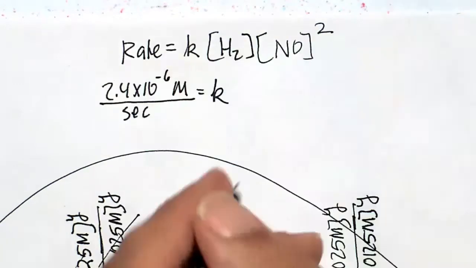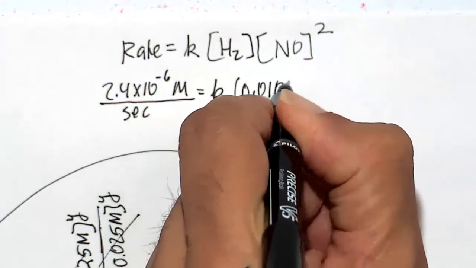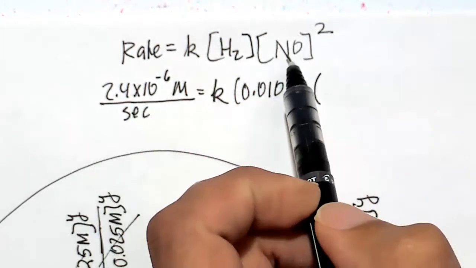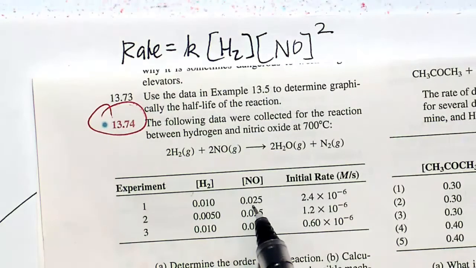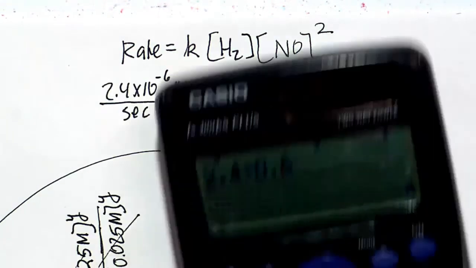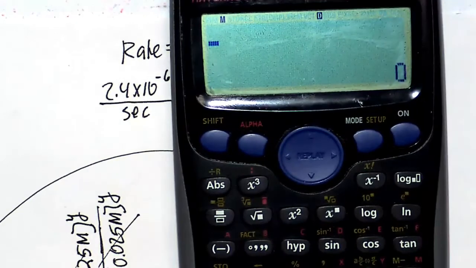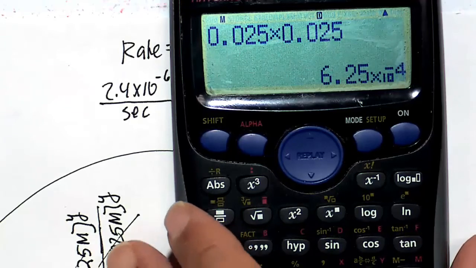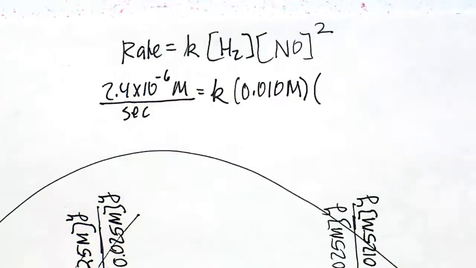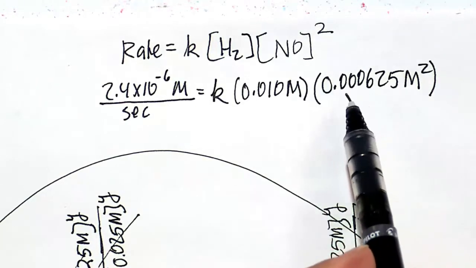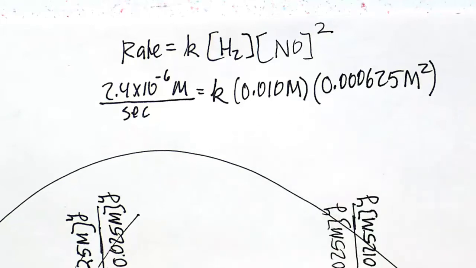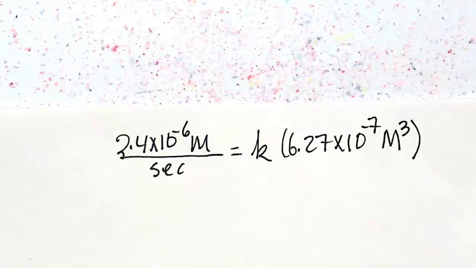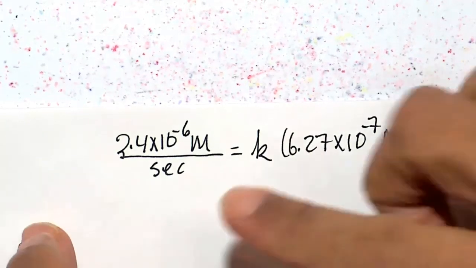0.010 to the power of 1 is just giving me 0.010 big M. And NO squared, so that's 0.025 squared. Just do 0.025 squared on our calculator. So 0.025 times 0.025 is 6.25 times 10 to the minus 4 M squared. So 0.025 squared is this value, but we also have to square the M. So it's M squared. The total is M cubed. And alright, so now to solve for k and making sure we have the right units, we're going to take this and divide it by there.